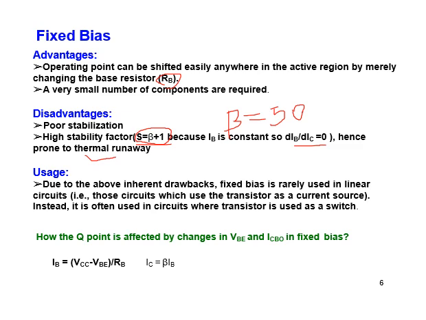However, this fixed bias circuit can be used as a switch, or where the transistor is used as a current source. Here the Q point is affected by the changes in the VBE and ICBO in the case of fixed bias circuit.